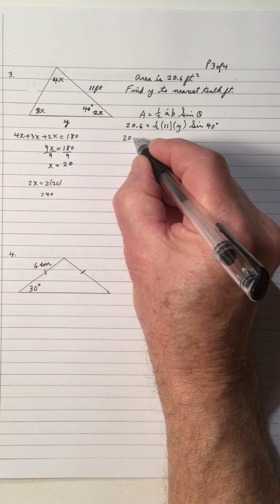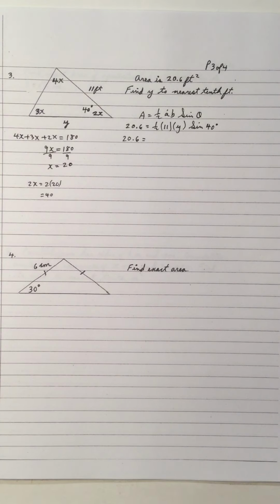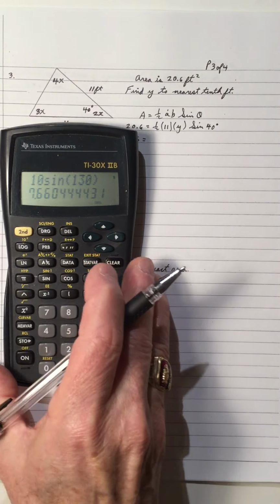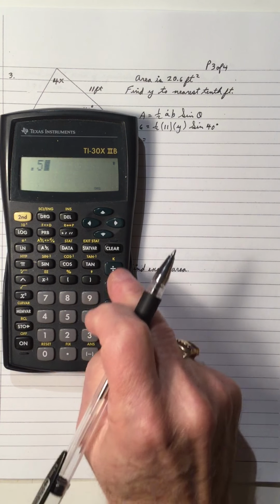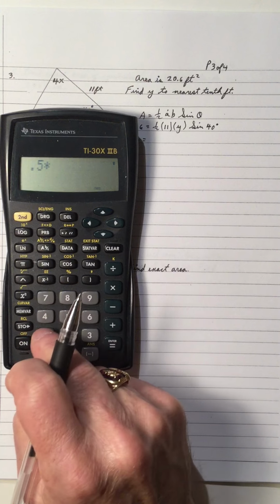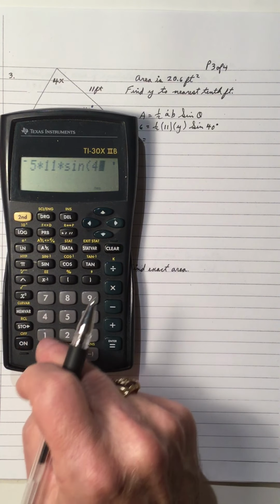And we have a half, so I'm going to put this in a calculator and clear it. So I have 0.5 times 11 times sine 40.